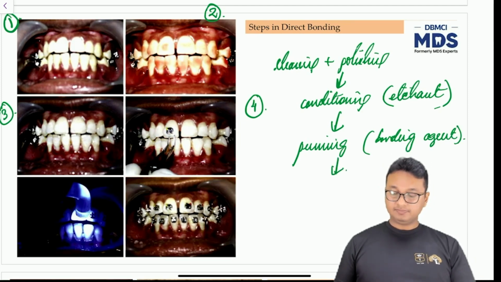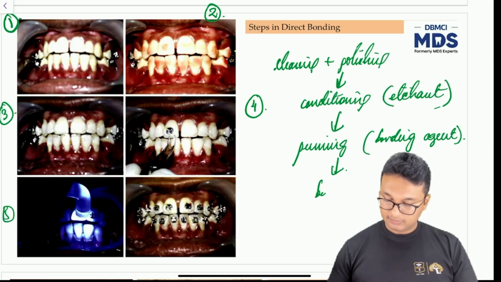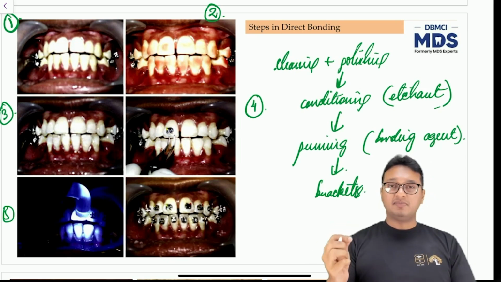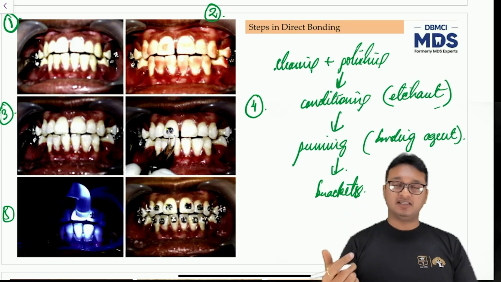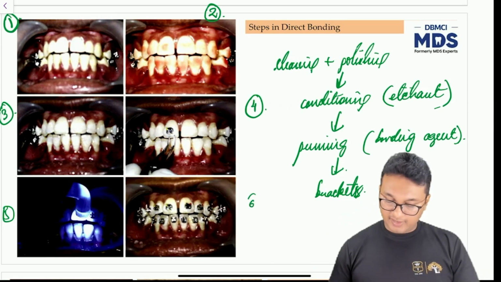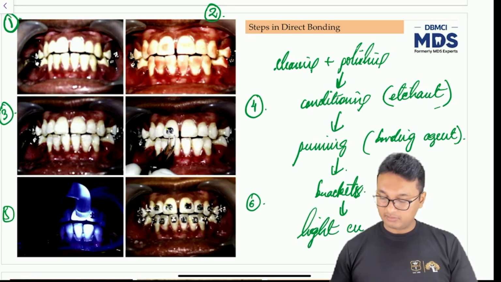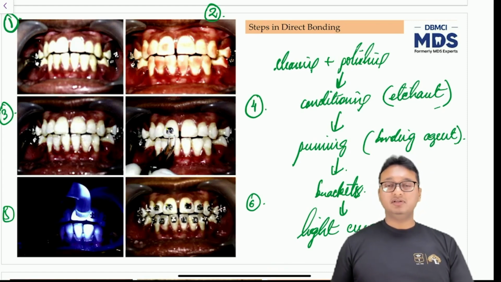This is followed by application of the brackets. And any excess adhesive material, that is called flash, is removed using a hand scaler or sickle scaler. And finally, light curing the brackets whenever they are placed onto the tooth surface. Light cure. So this is how you bond the brackets on the tooth surface.